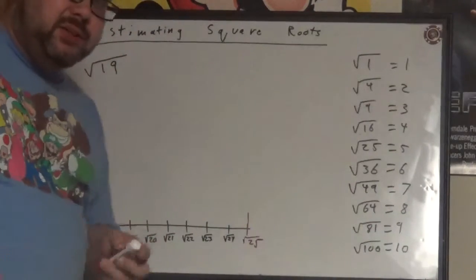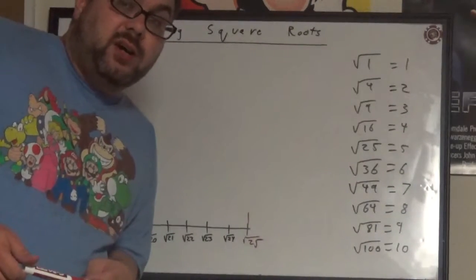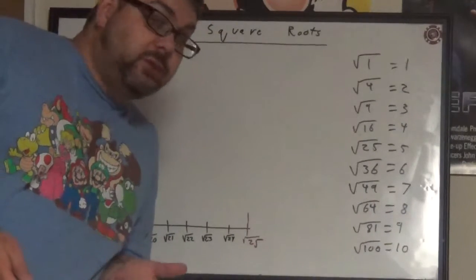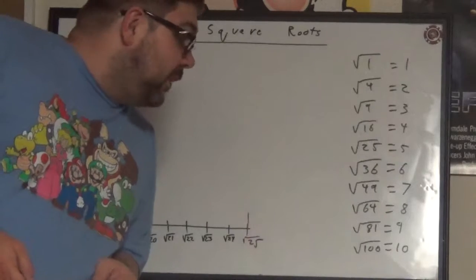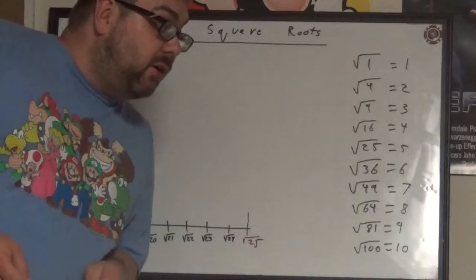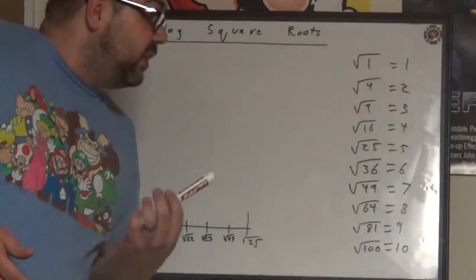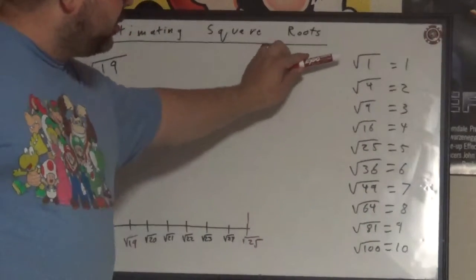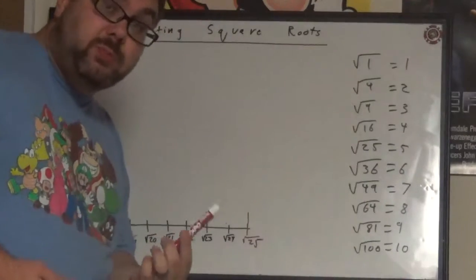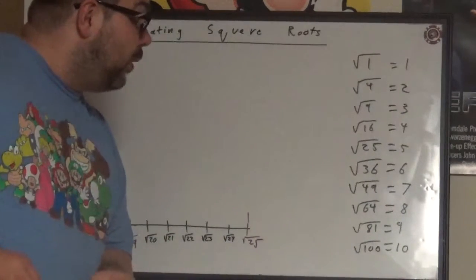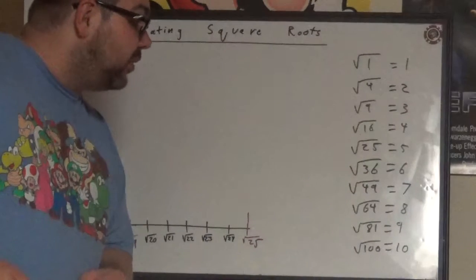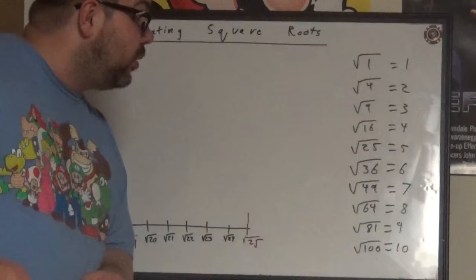So, estimating square roots is a concept that seems difficult, but when you get used to it, you'll see it's actually pretty simple. The first and most important part of this concept is making sure that you know your perfect squares. Now, on this board, I put up 1 through 10 and their corresponding perfect squares.